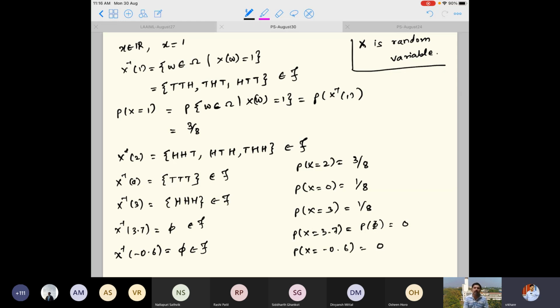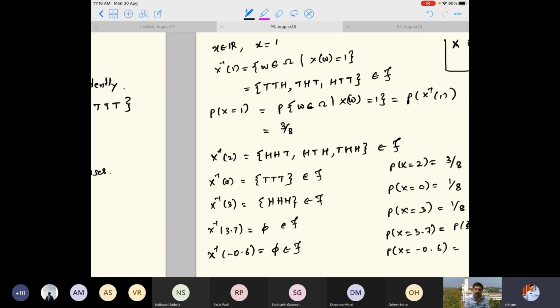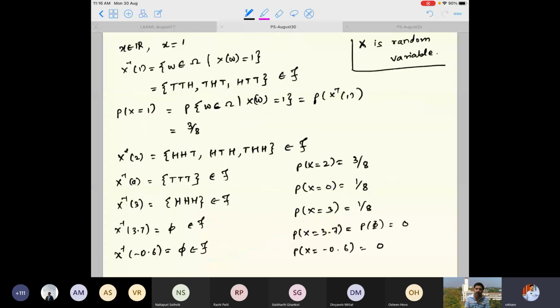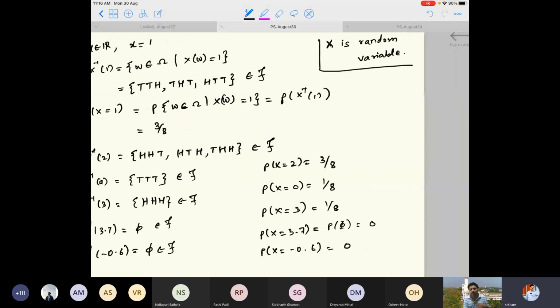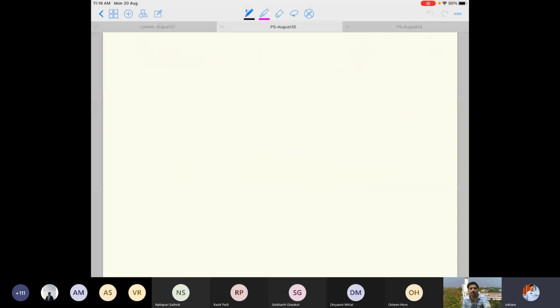So I hope what we have done here is clear. How do we come up with the definition of a random variable? How will you check whether something is a random variable or not? Through the concept of inverse image. I hope this is clear to all of you, right? So this is the random variable.